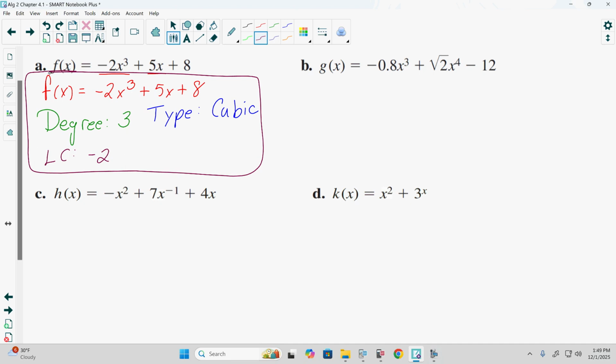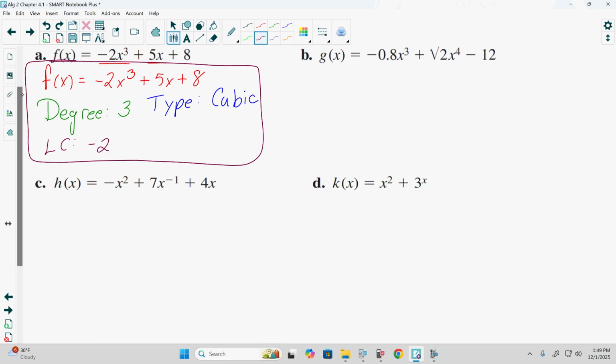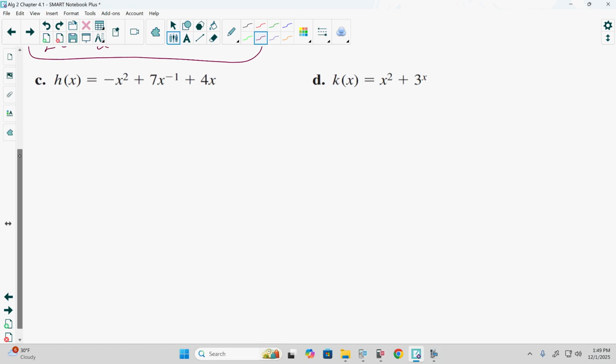Now before we look at B, we're going to look at C. We're just going to go straight down. H of x equals negative x squared plus 7x to the negative 1 plus 4x. And the first thing we want to do is determine if it's a polynomial function. So I just go from the top to the bottom. Do we have any exponents attached to variables that are negative? Yes, because we have this 7x to the negative 1.